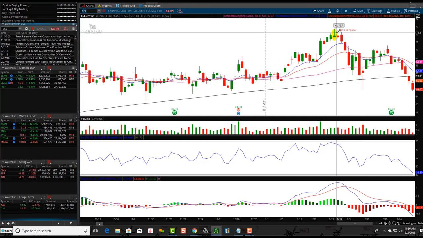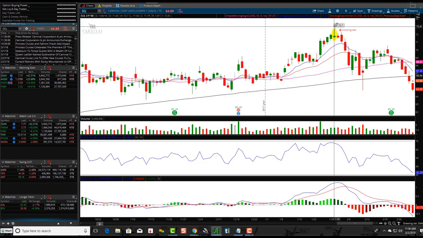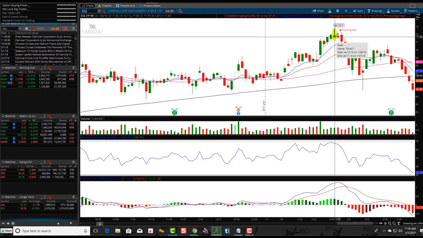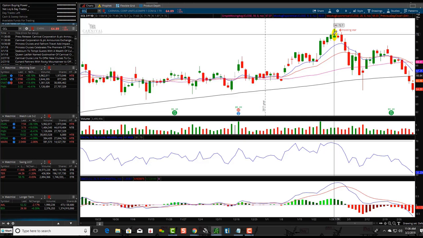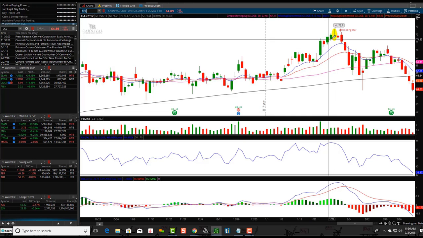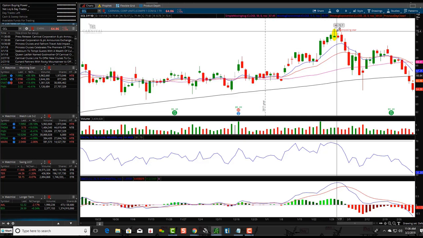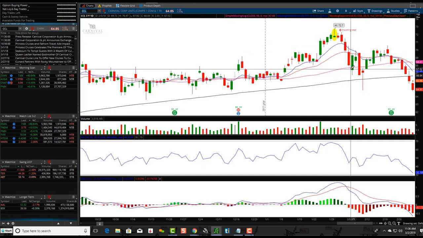Same thing up here on the shooting star. You have a longer upper shadow. It means the bears are trying to push this stock down, trying to push price down. Smaller real body at the top of an uptrend is a potential sign of a reversal. And look, it did. It fell.